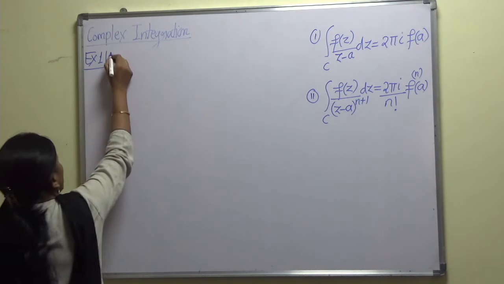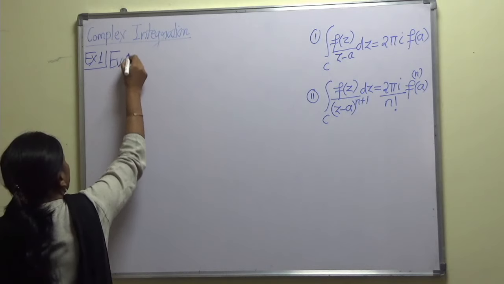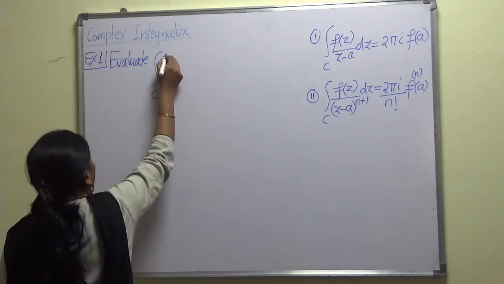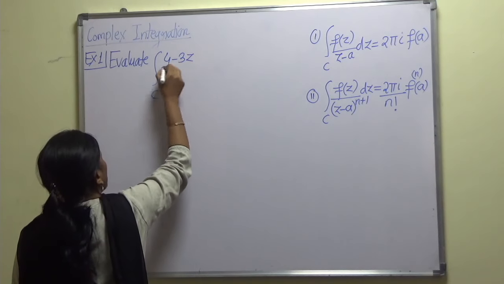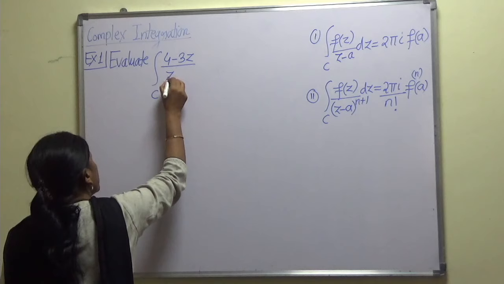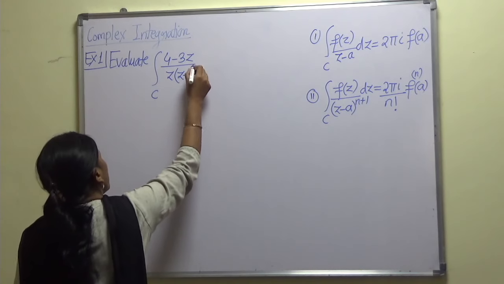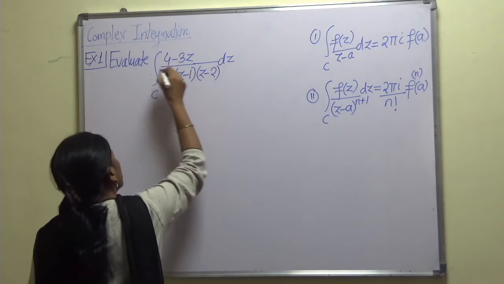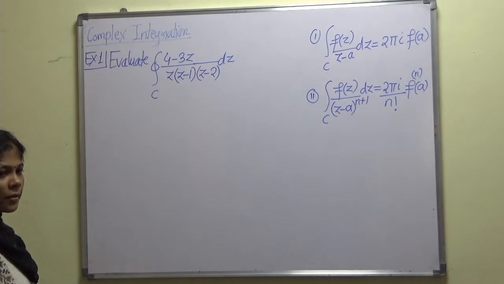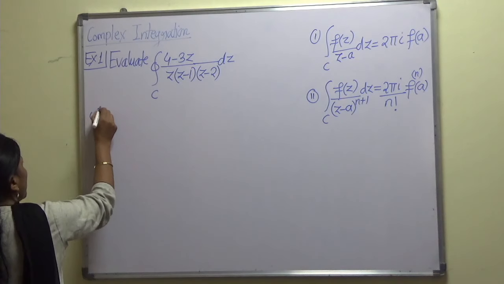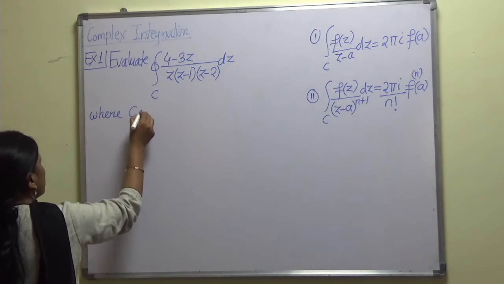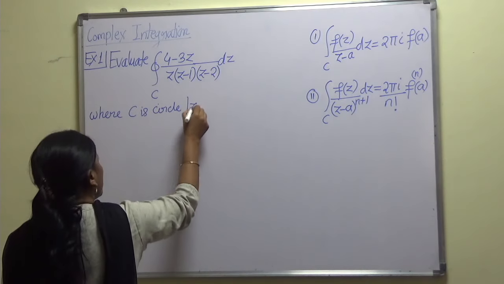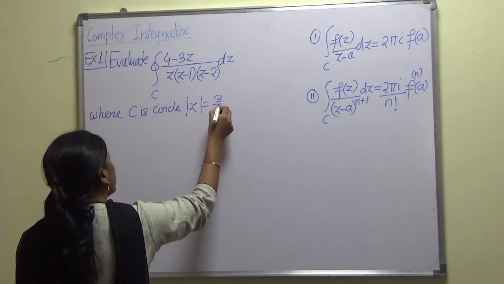It says, evaluate the integration over C of 4 minus 3z upon z into z minus 1 into z minus 2 dz. Integration along a closed curve, right? Where C is the circle mod of z equal to 3 by 2.